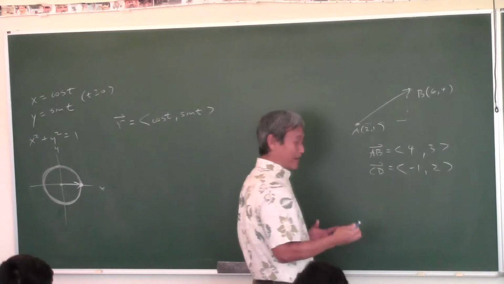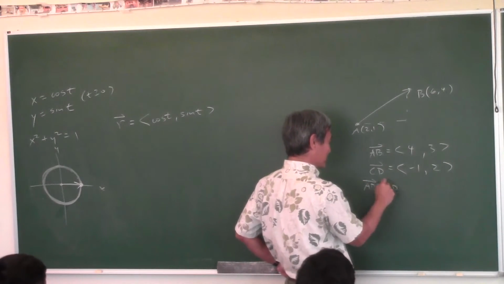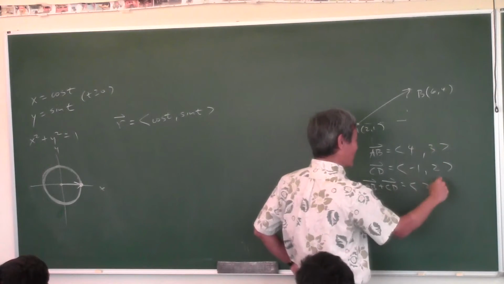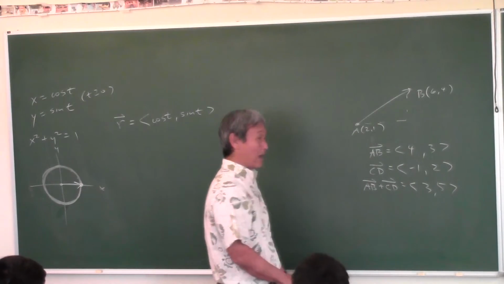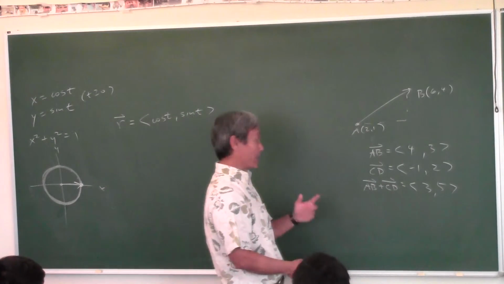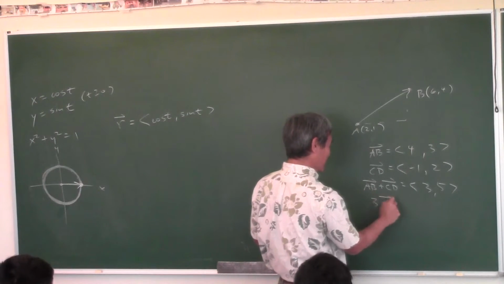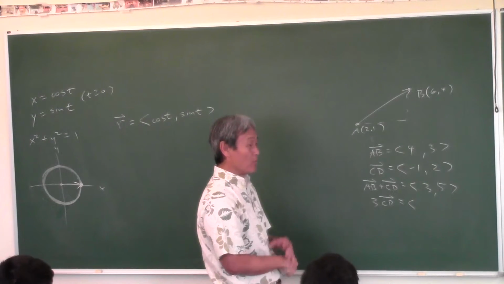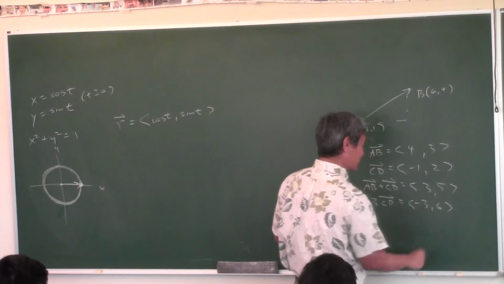So if you have two vectors that are componentized, how do you add them together? Like this. You guys remember? You just add the x components, add the y components, finished. How do you multiply a vector by a constant? Like if this is vector CD, what is 3 times vector CD? You multiply each component by 3, so you're gonna get -3, 6.